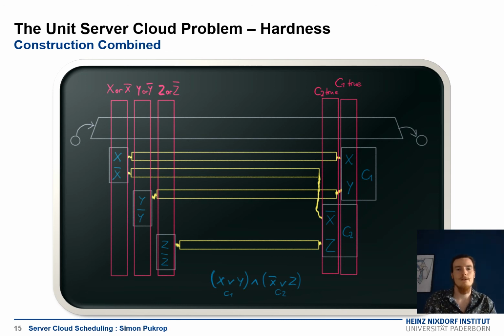So that means that for X, we have to decide X or not X has to be true. For Y, we have to decide Y or not Y. One of them has to be true, and so on. And for every clause, at least one of the variables of the literals has to be satisfied. Otherwise, we couldn't put the respective job on the server. And what this means basically is that there is a schedule that hits both the deadline and the budget restrictions if and only if there is a satisfying assignment for our Boolean formula.